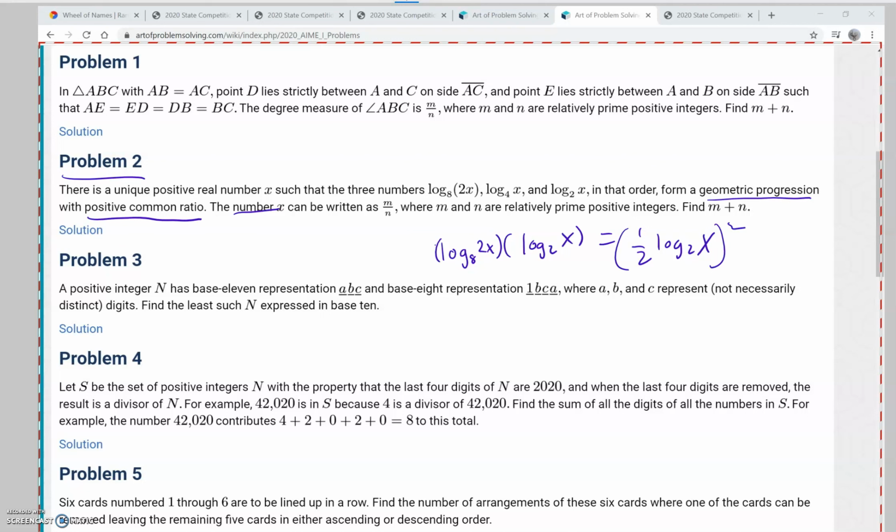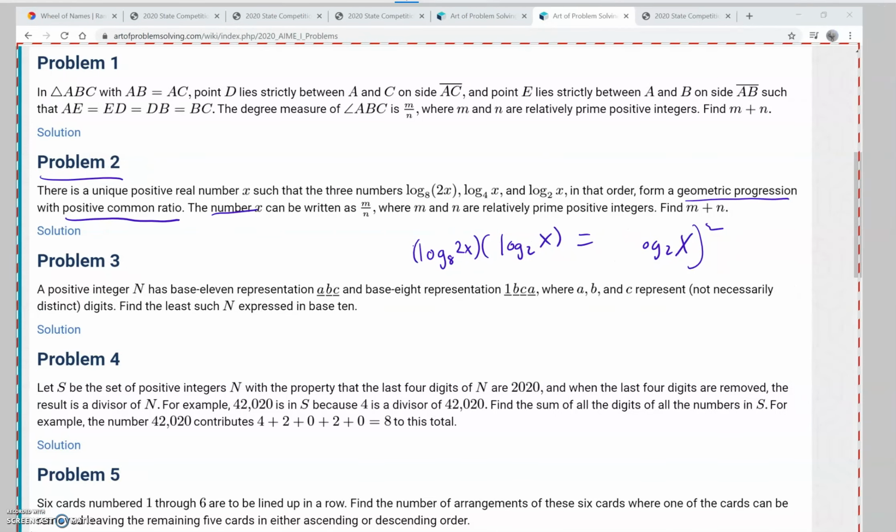Alright, so we square this here. And when we square that, we get 1/4 times log base 2 of x squared. Oh, sorry, let's change that to 1/4. And we have a log base 2 of x on both sides. And we can actually cancel the log base 2 of x out. Remember, we're still going to have a log base 2 of x term because it was squared, so we just divided it by log base 2 of x. Now we have log base 8 of 2x equals 1/4 log base 2 of x.